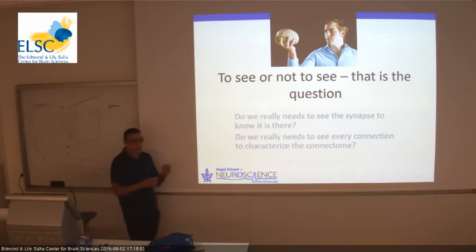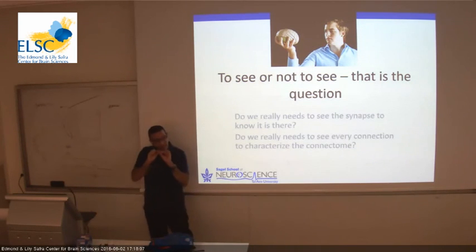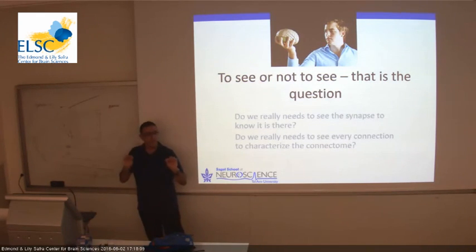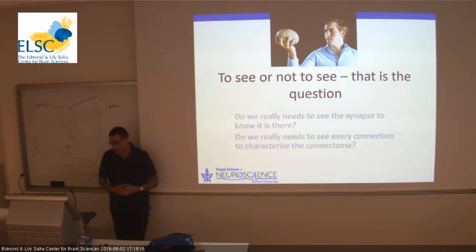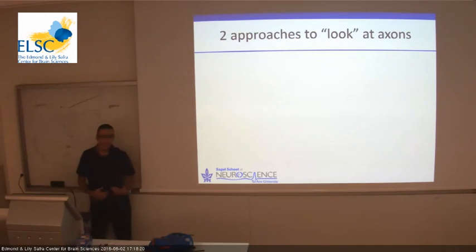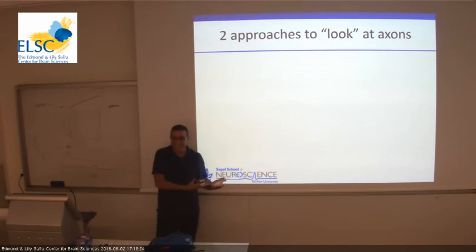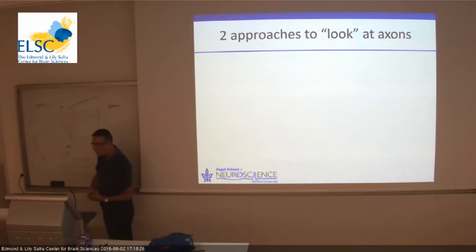And do we really need to know each connection where it stands as a unit? You say this is connection number one, this is connection number two, and separate those in order to characterize the system. I will try to show you that I think we don't need it, just because with my methodology I can't do it, but I think it is sufficient.